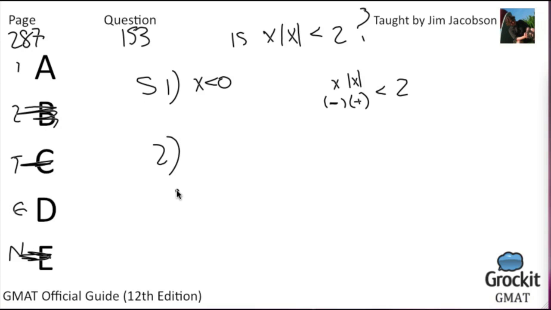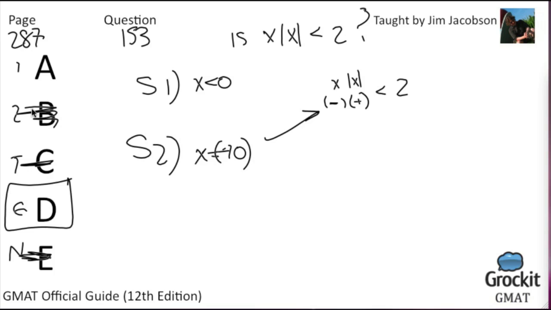Statement 2 tells us that x equals negative 10, and that's exactly the same thing. X is a negative number, the absolute value of x is positive, that also will be less than 2. So either one is sufficient. It is answer choice D. It's a relatively easy one, as long as you realize how to do absolute value, which is to make it a positive number.